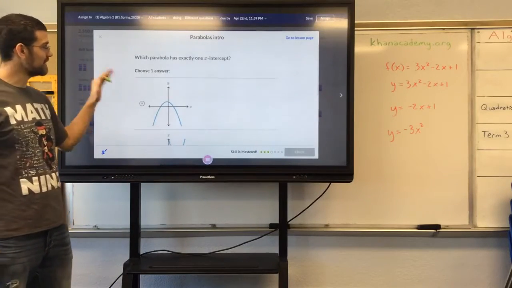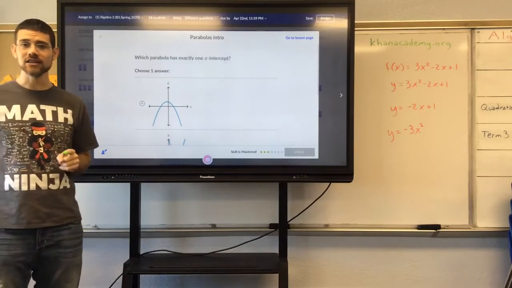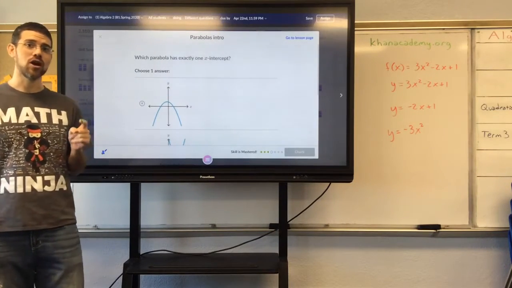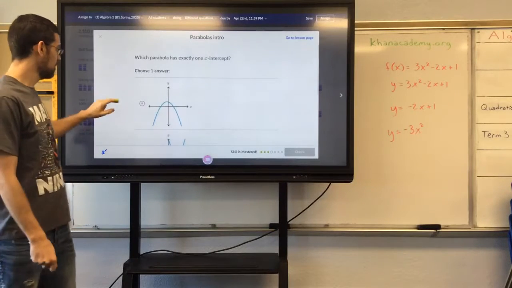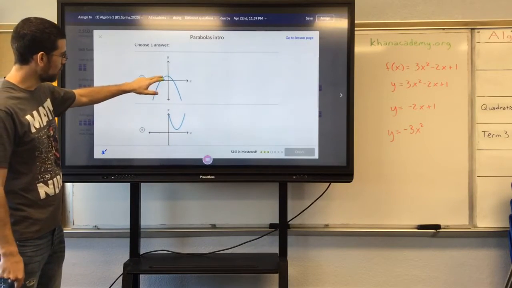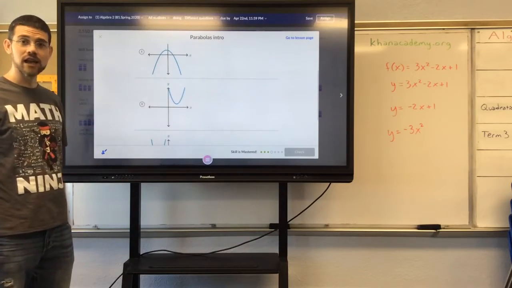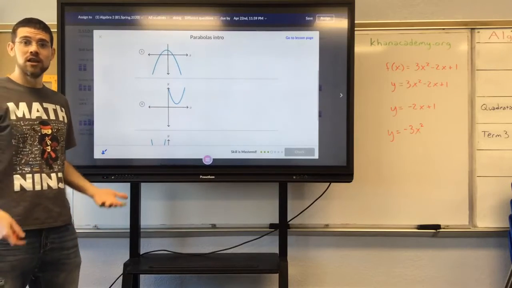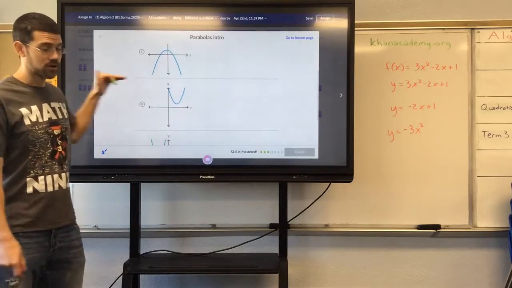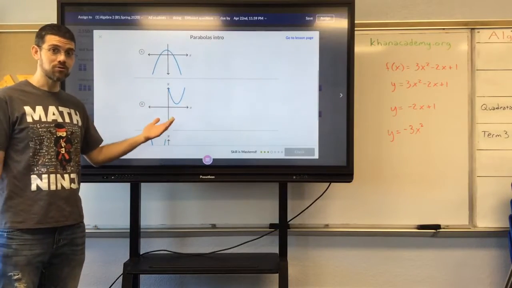Which parabola has exactly one x-intercept? An x-intercept is where a function crosses the x-axis. Let's look. This one crosses the axis at 1, 2 points. This one doesn't touch the x-axis at all. That's interesting. Linear equations, unless they're horizontal, are going to cross the x-axis at some point, but parabolas don't necessarily.